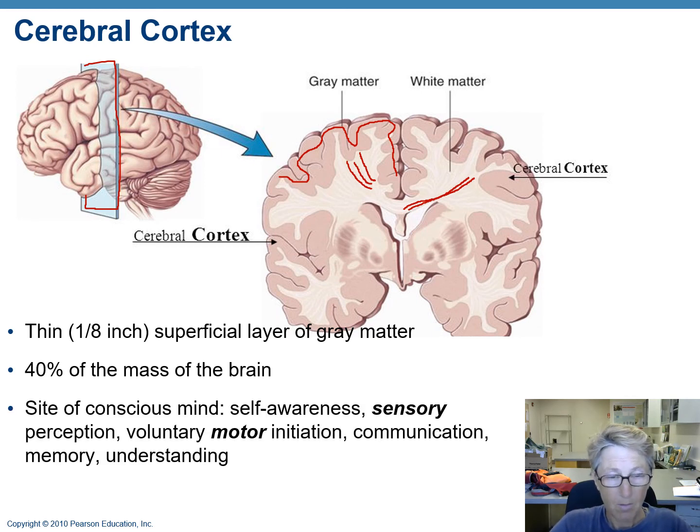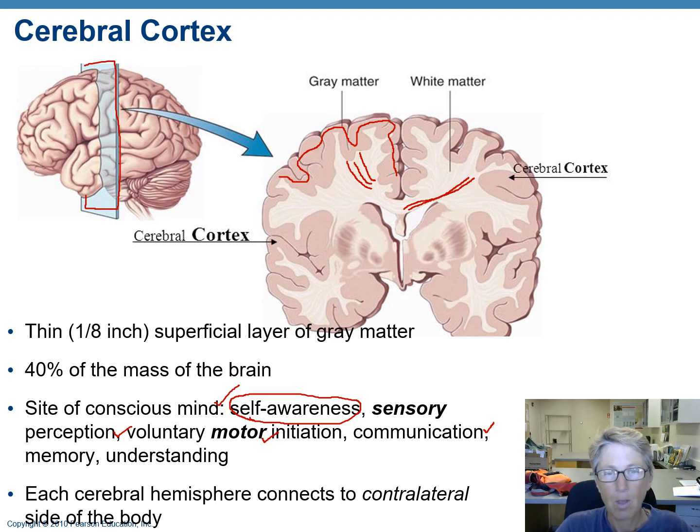What's in the cerebral cortex, you ask? That's the site of the conscious mind. That gives you self-awareness, which we're all working on and trying to get a little more self-awareness. It's always good. It's also the site of sensory perception. So where you sense your sense of touch, your sense of sight, hearing, smell, etc. It's also the site of voluntary motor initiation, so that's when you want to move a muscle. It's a site of communication, memory, and understanding. So there's a lot of functionality to the gray matter of the cerebral cortex.